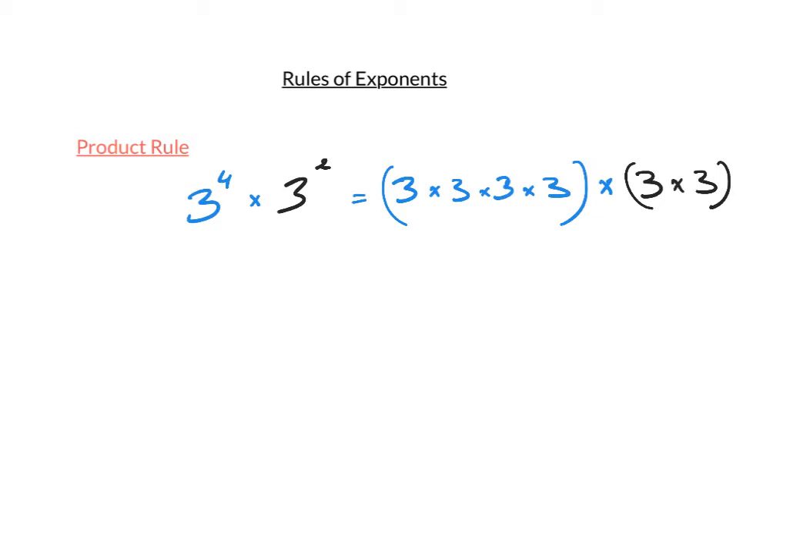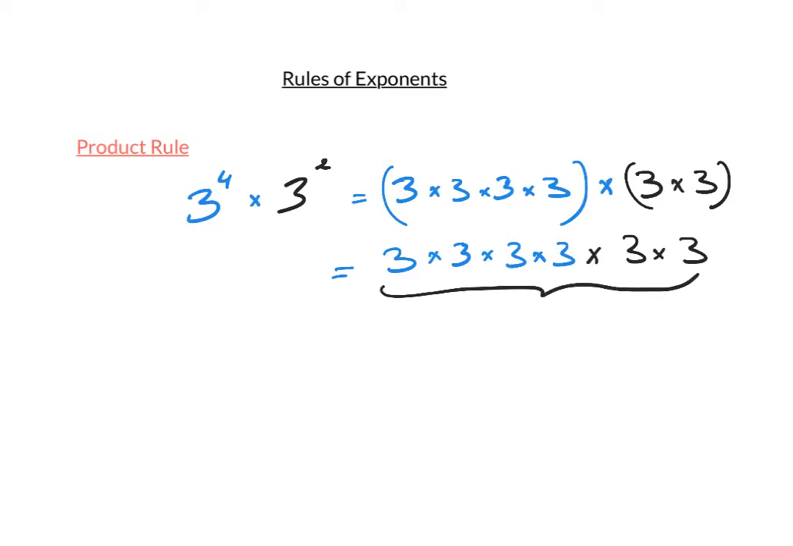Now all together, if you want to remove the parentheses, when you remove the parentheses, you will see it'll be 3 times 3 times 3 times 3 times 3 times 3. So we have 6 times here. We get 3, 6 times. So the answer will be 3 to the 6th power.